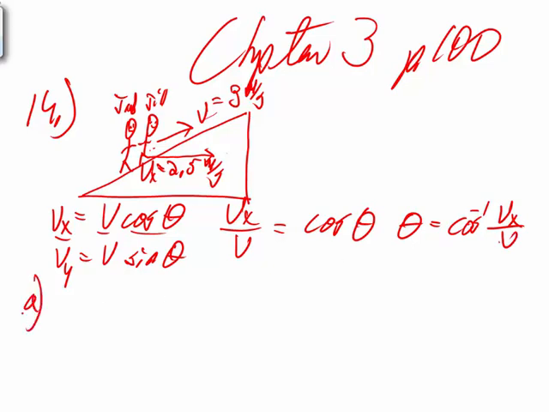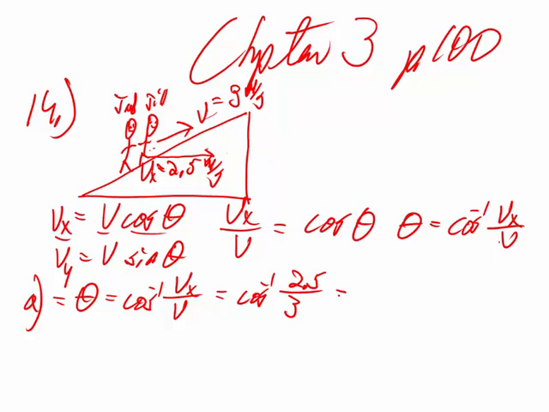So then for part A, to find the angle of the hill, theta is equal to arc cosine, or inverse cosine, of Vx over V. So we've got arc cosine of Vx, which is 2.5, divided by 3. And we get an answer of what? All right, well, let's see. We got 2.5 divided by 3, and then take inverse cosine. And we get 33.6 degrees, or we could just say 34 degrees, okay? All right, real easy trig there.